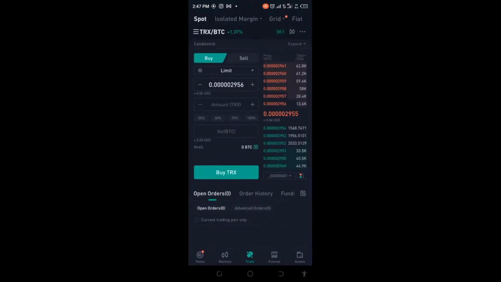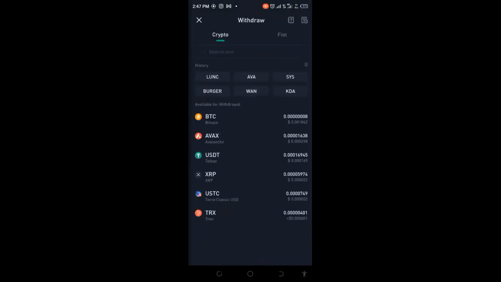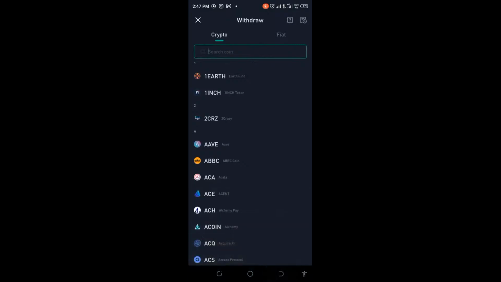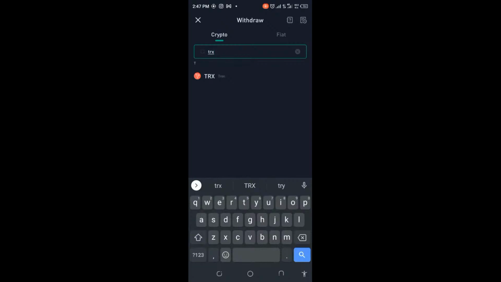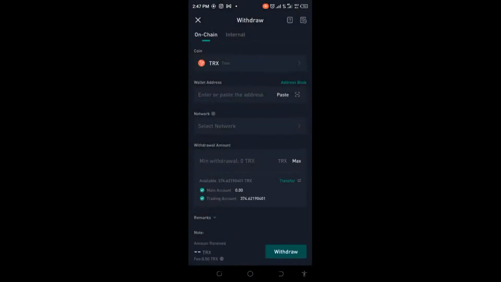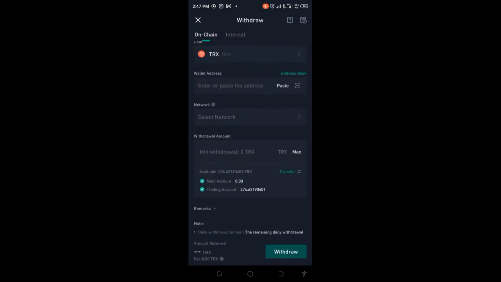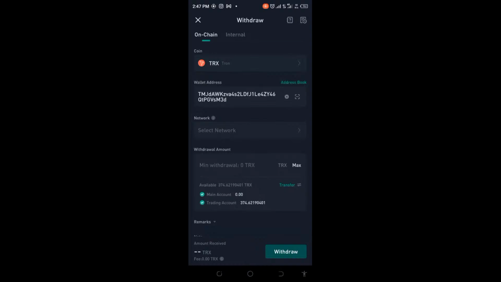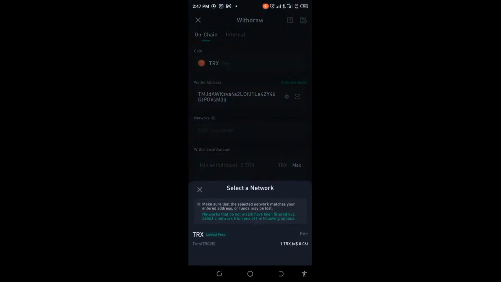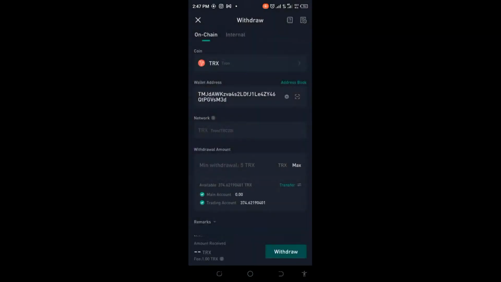Okay, so right now we're just going to withdraw it from here. Withdraw, and it's going to be TRX. You can see it already has highlighted that. Let's put that there. TRX. So we have this here. Let's put in the wallet address. Great, and then the network is TRC20. TRC20, and then we're going to put in max everything that is here.